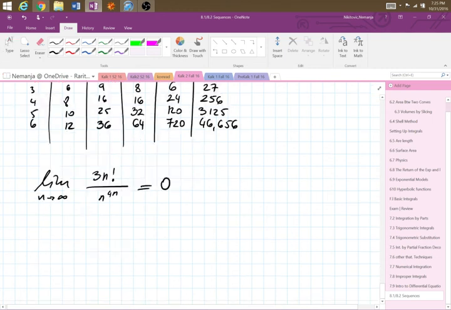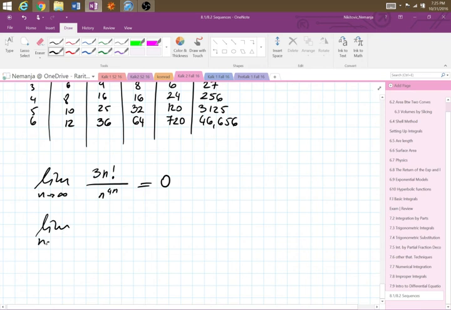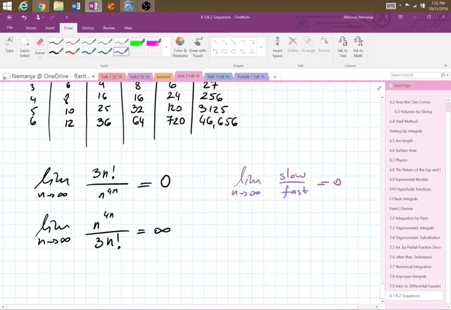And if I flip this, the answer would be infinity. Yes? That's a 4n on the bottom? Yes, n to the 4n. 3n factorial is going to be, in this case, infinity. So this is not mathematically correct, but limit as n goes to infinity. Guys, you have to send n to infinity. You can't send it to 3 or 0. It has to go to infinity. So if you have slow over fast, we're getting 0. And the limit as n goes to infinity, fast over slow, we will have infinity.